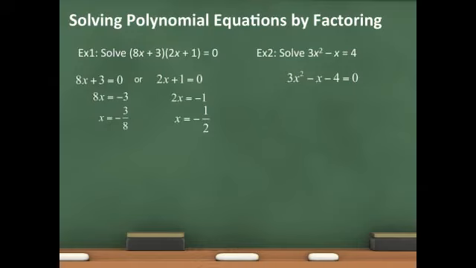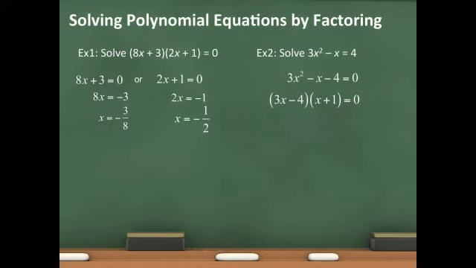Next, we carry out step 2, which is to factor the polynomial. In this case, we have 3 terms which we can factor by the no-fuss method. To review how this factoring technique works, watch the Factoring Polynomials video. Upon factoring, we get the binomial 3x minus 4 times the binomial x plus 1.